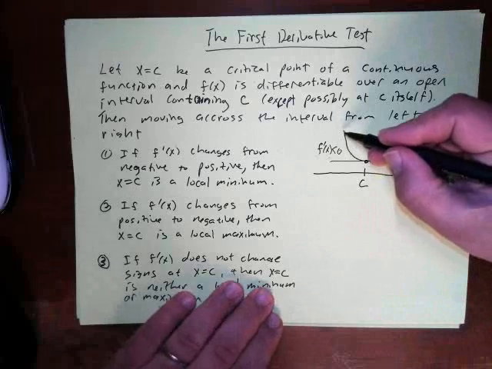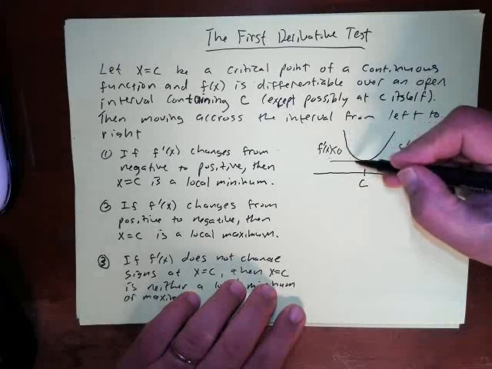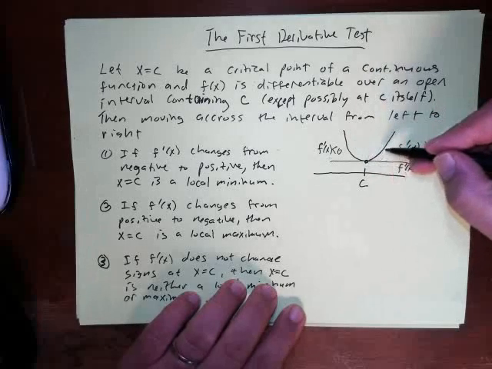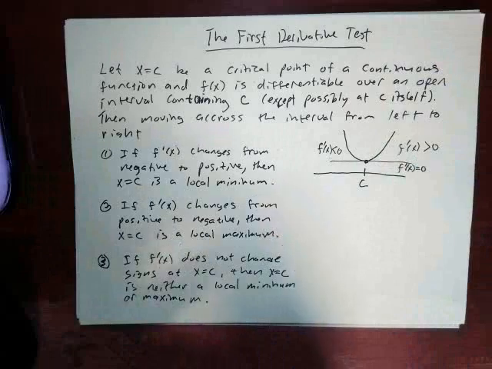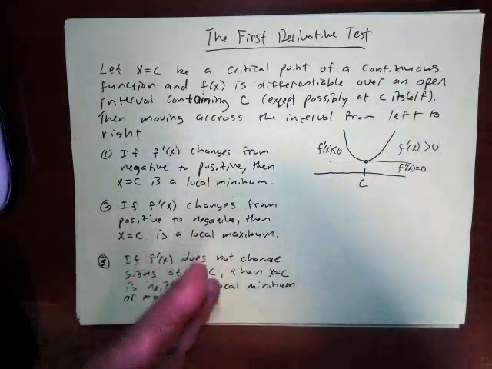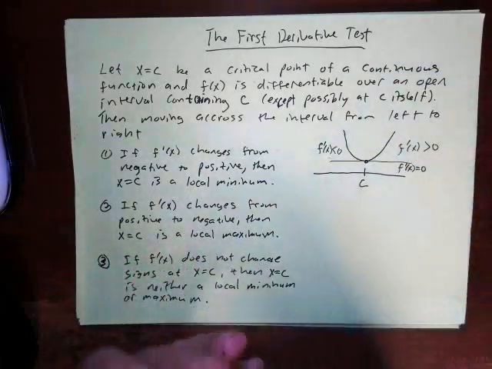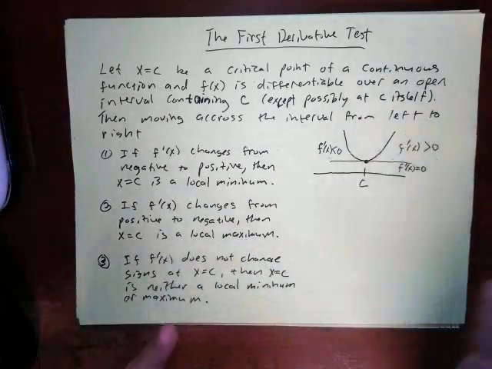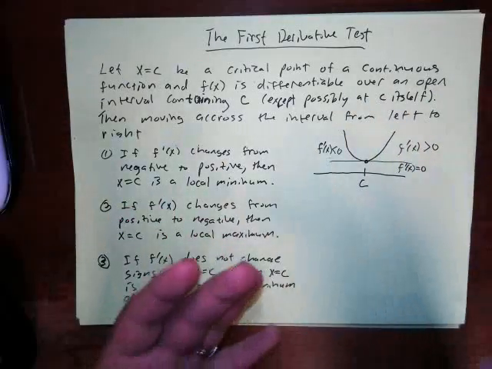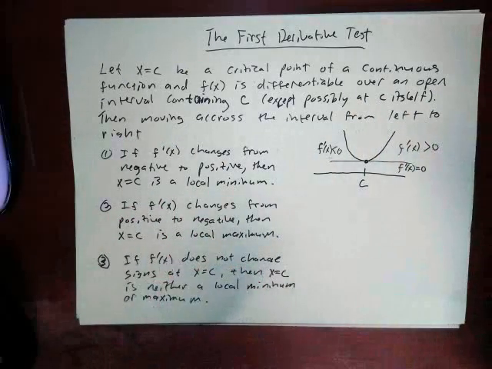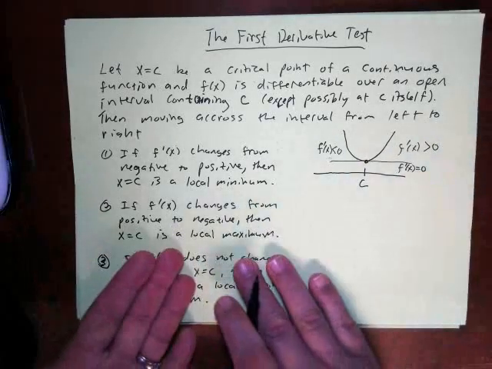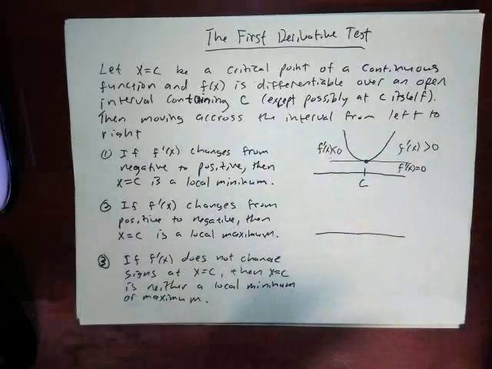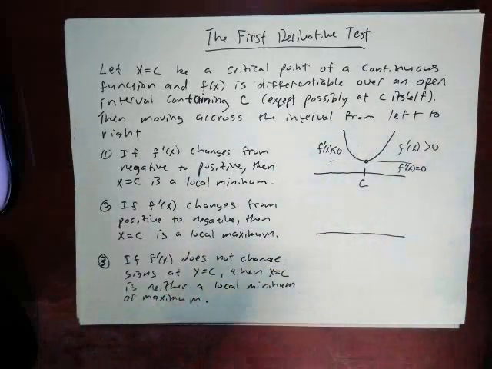Here, the function is decreasing. It hits that minimum, and then it's increasing. So if the derivative goes from negative to positive, then you're going to have a local minimum. The next one says the opposite: if the derivative goes from positive to negative, then it's going to be a maximum.